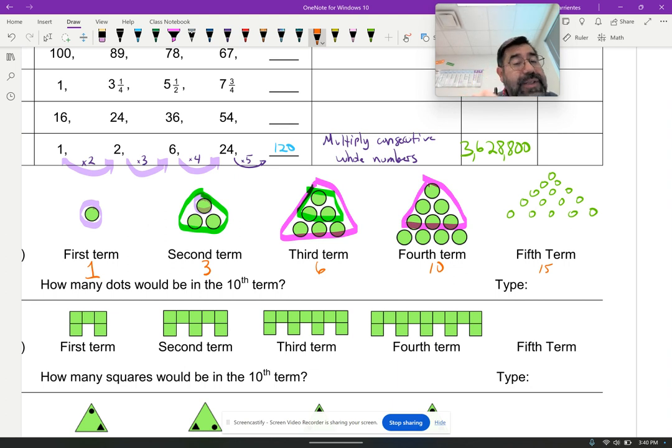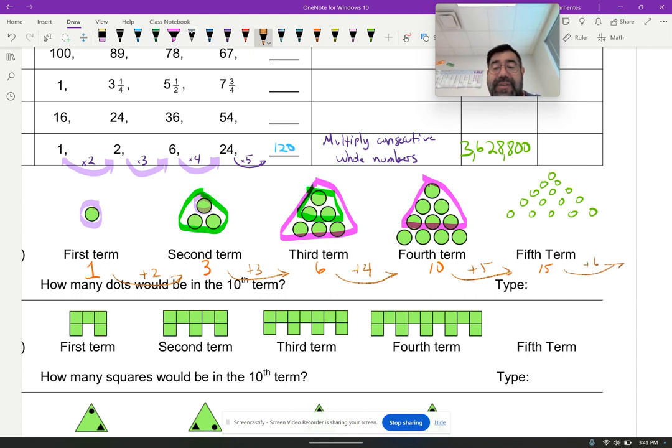Well, if you're paying attention to what's going on here, we added an extra row, and every row that we add has an extra dot. So we're adding consecutive whole numbers this time. We're not multiplying consecutive whole numbers, we're adding. So 1 plus 2, 3. 3 plus 3, 6. 6 plus 4, 10. 10 plus 5, 15. So to get to the 6th term, we're going to add 6.